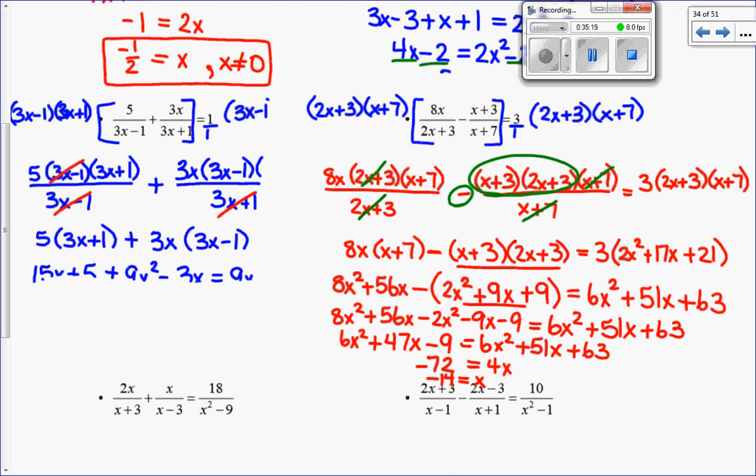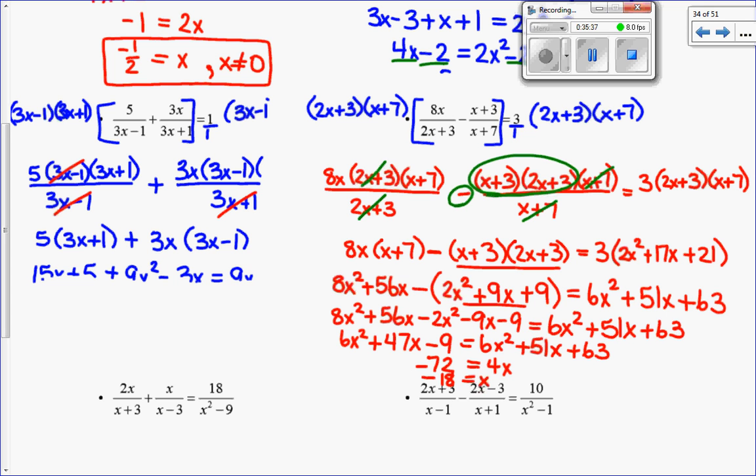Oh, my goodness. I don't have my calculator handy. Sorry, guys, I'm trying to do this in my head. You have your calculator. 72 divided by 4 is 18, not 14. Sorry, negative 18.